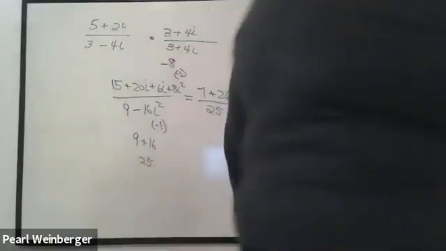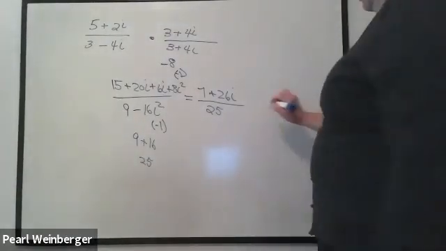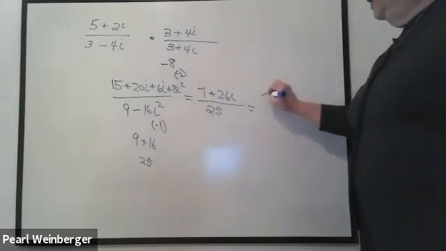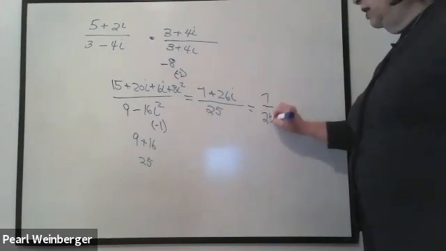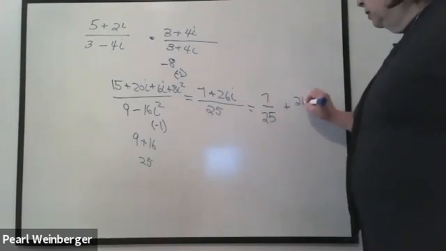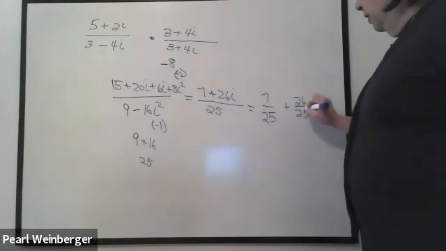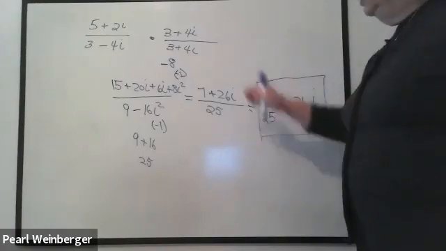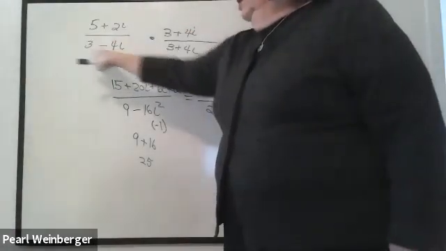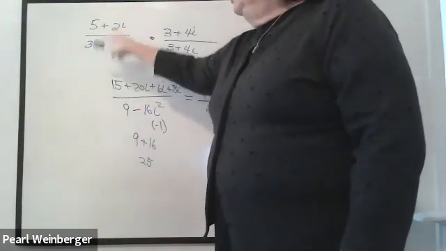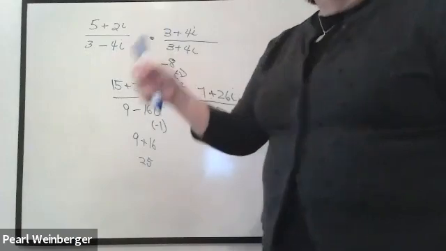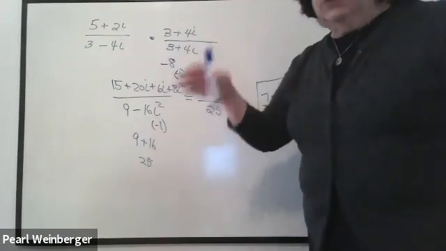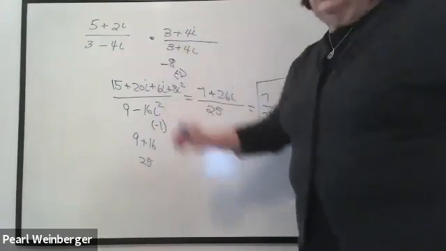Now, the better way to write this is to separate it and put each number separately over the 25. So the better way to write this is 7 over 25 plus 26 over 25 i, and that's your complex number, which is the answer. That's really the result of dividing 5 plus 2i by 3 minus 4i. Notice we didn't really do division. What we did is we rationalized the denominator by multiplying by the conjugate.